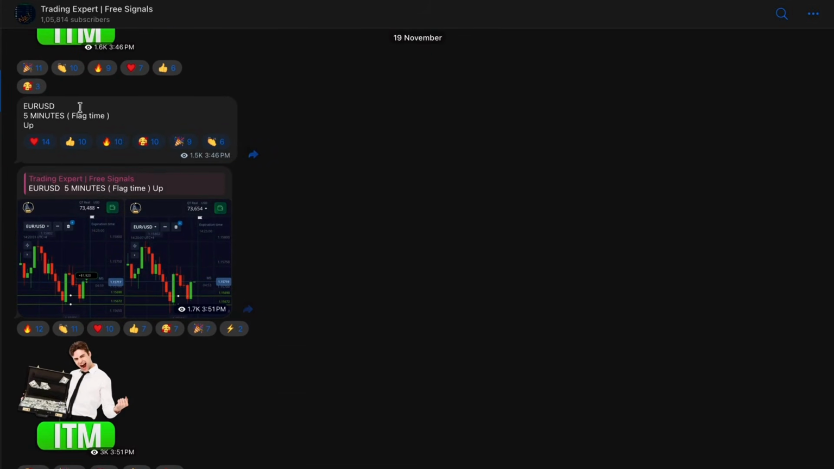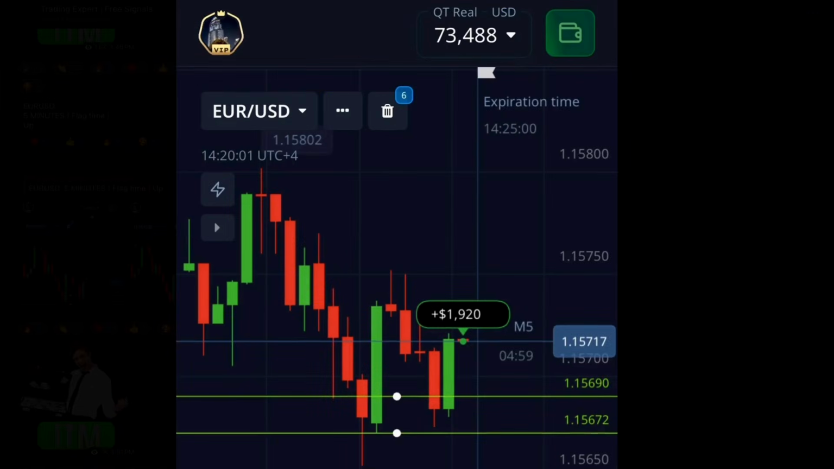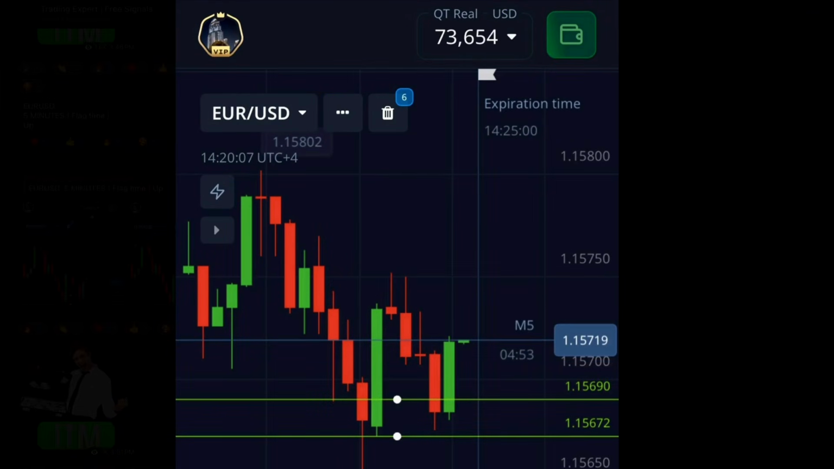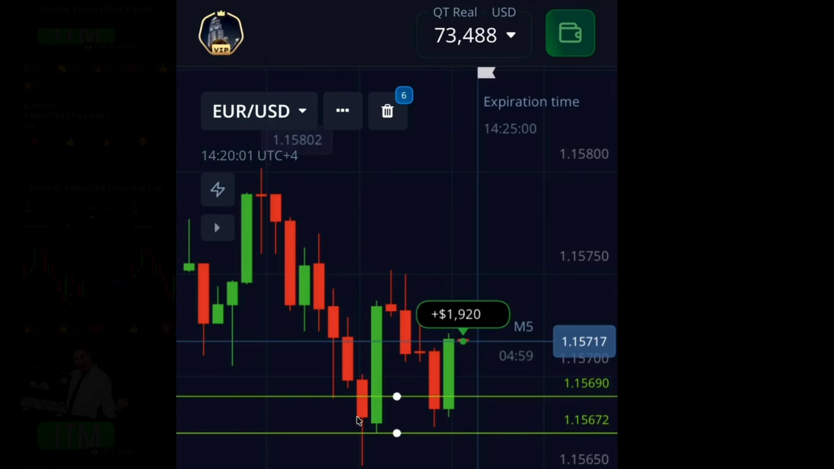The next signal was for USD 5 minutes up. Here, this was also a good win. In this, the price came back to the exact same support from the previous trade. And when a level holds twice, it becomes even stronger. So we saw another bounce right here, and we entered again. This was simple, clean, logical, and an amazing win right there. You can just check it out.